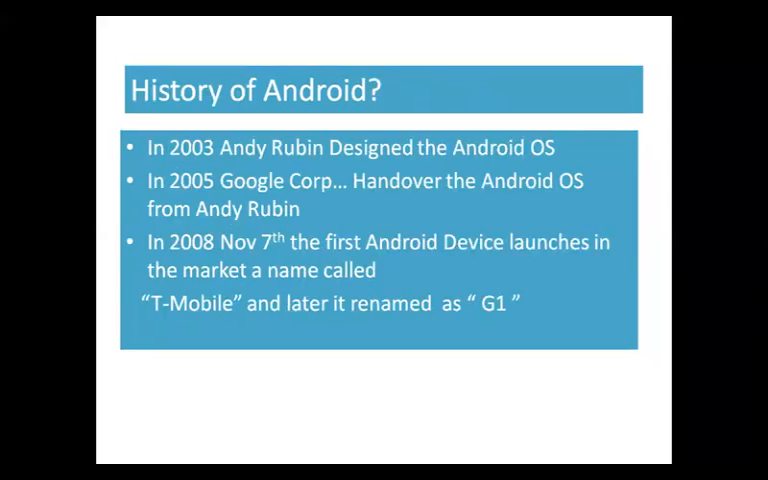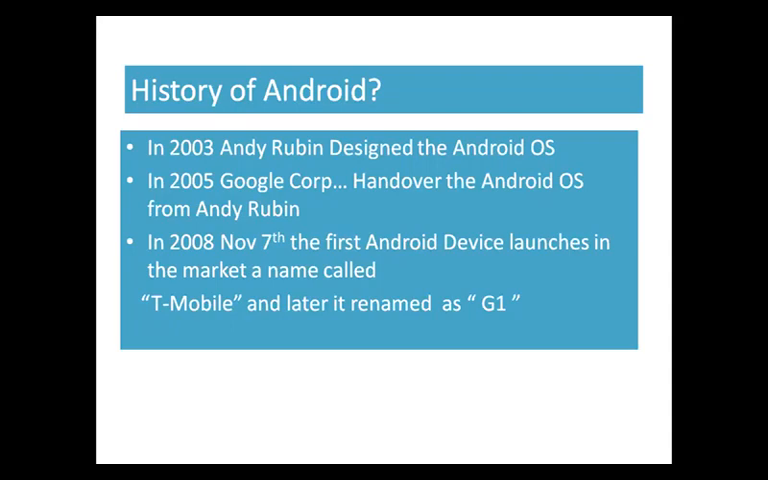And coming to the history, guys. In the year 2003, Andy Rubin and his team designed the Android operating system. In the year 2005, Google Corporation acquired the Android operating system from Andy Rubin. One more important point: in the earlier versions, we did not have the Play Store. At that time we had the Market Store, and from there we could download mobile applications. From 2005 onwards, we have the Google Play Store. The Play Store is a Google product, and from there we can download our Android applications.